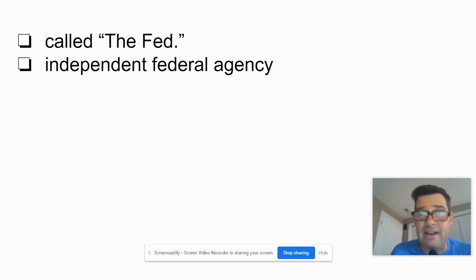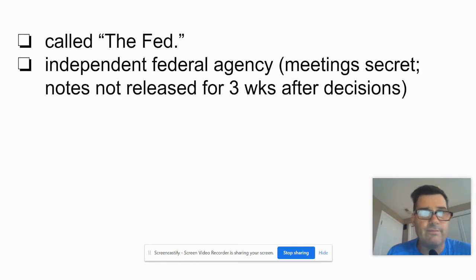It's an independent federal agency. That means it does not belong under any other department. It is not under the Treasury Department or something like that. It is an independent federal agency.